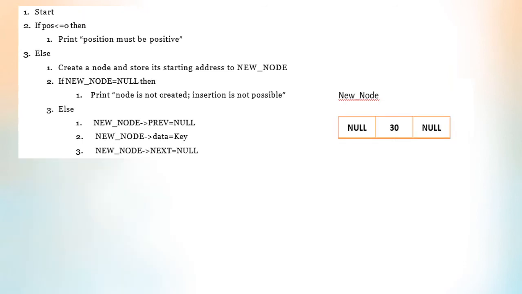So first case, start. If position is less than or equal to 0, you are printing a message like this. And else part, create a node and store its starting address in new node. So you have created a new node and the node creation was successful. So you can initialize the values like this. The previous value equals null, the data value is key, and the next value is null.